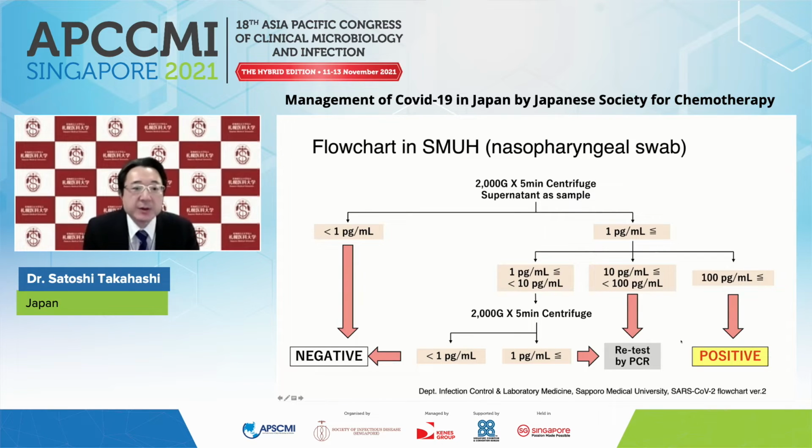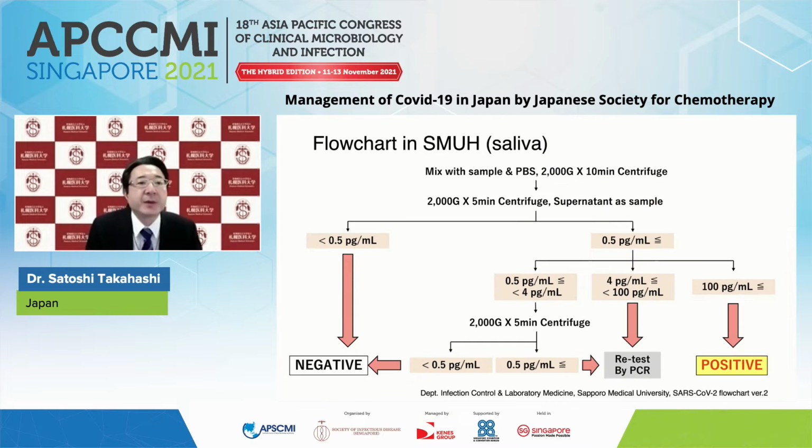We believe this method gets the precise result with this quantitative antigen test. With a saliva sample, it's more complex, so we can use twice centrifuge pre-assay, and less than 0.5 and more than 0.5.